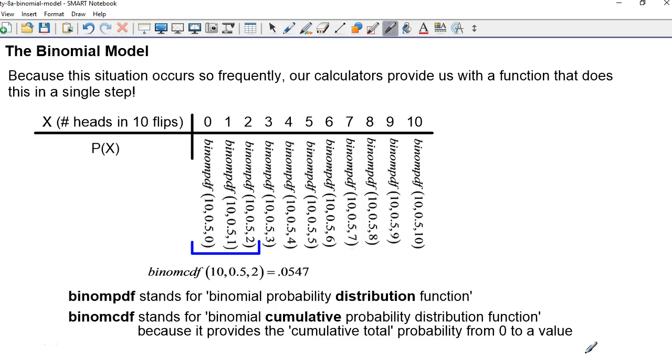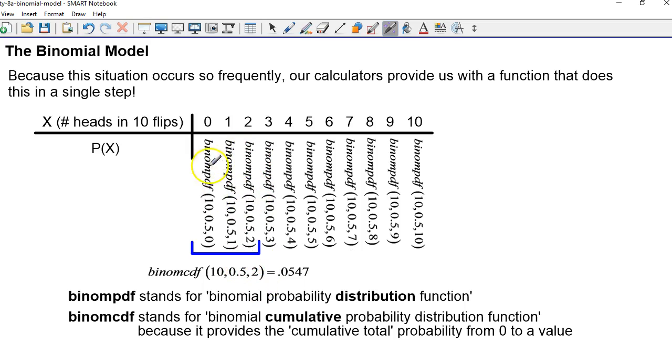Because this particular situation occurs so frequently, our calculators provide us with another function that does that in a single step. The binomial PDF, the PDF part, stands for probability distribution function, because it shows how the probability is distributed across all of the different outcomes. There's another function right below it in the calculator listing called binomial CDF. That stands for binomial cumulative probability distribution function, because it provides the cumulative total of all the probabilities starting at 0, counting up to and including the number that you put in there.